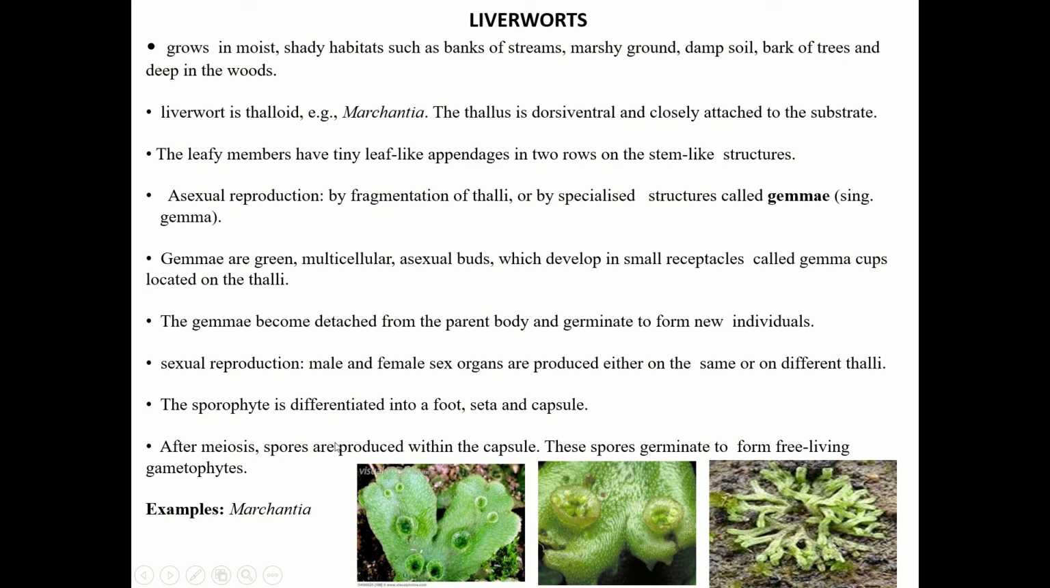The sporophyte is differentiated into foot, seta and capsule. The sporophyte which produces the spores differentiates into foot, seta and capsule. After meiosis, spores are produced within the capsule. These spores germinate to form a free-living gametophyte. Now this is the example of Marchantia and this is Riccia.